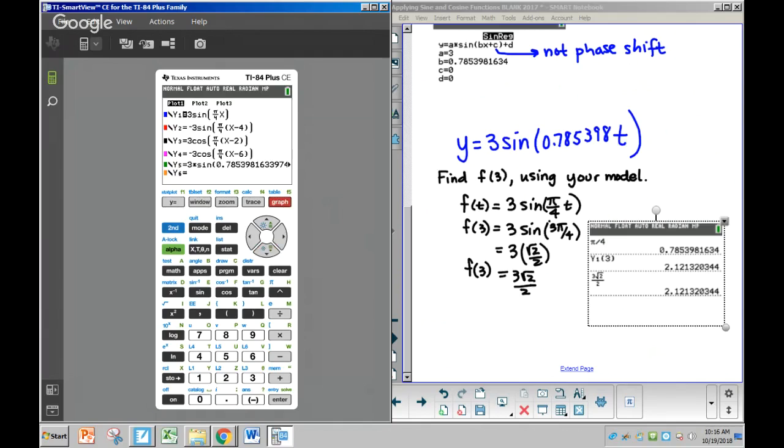Okay, so we're going to go to graph. And there's my first model going through the data. Now, you guys said something about the trace button. So we would go second, calculate, which is above the trace button, the value of my function when x is 3. And we get the same thing. Okay, but it's faster to do alpha F4, isn't it? All right.